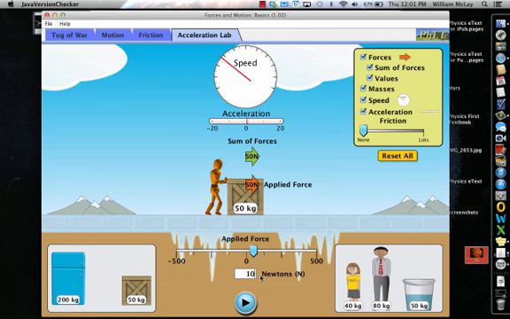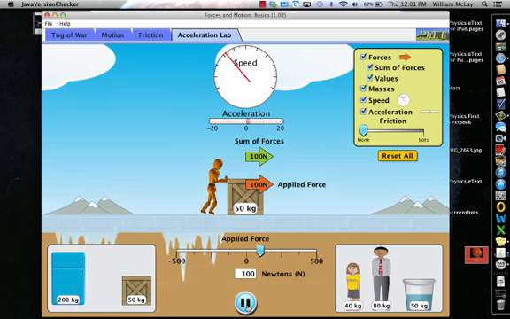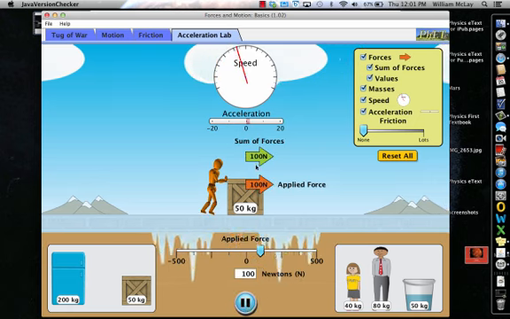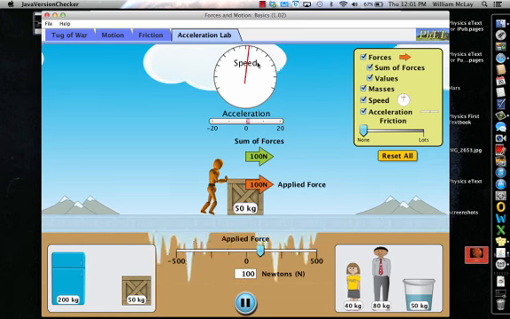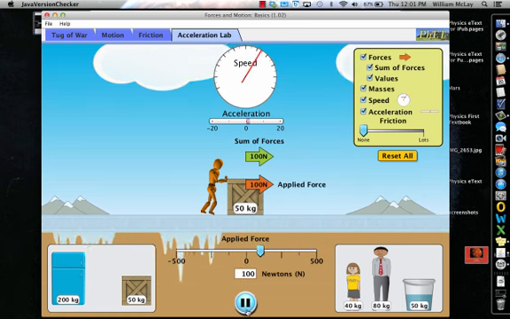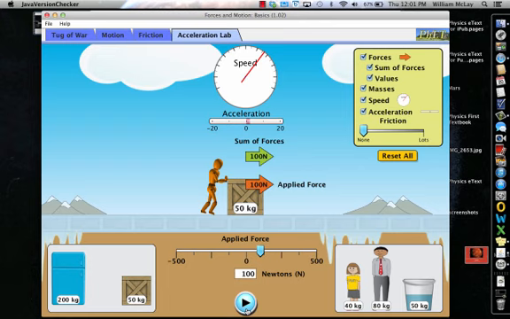However, if I double the amount of force applied, notice that that doubles the acceleration, and the rate of increase of velocity is even greater. So directly proportional means whatever I do to one, I do to the other. So if the acceleration is directly proportional to the force, then if I double one, I must double the other.